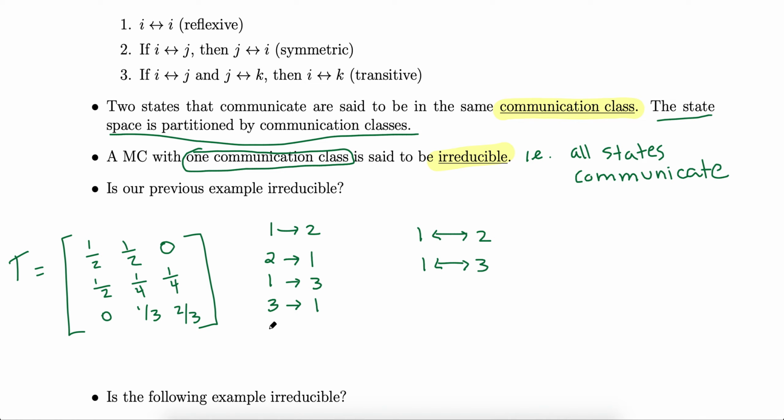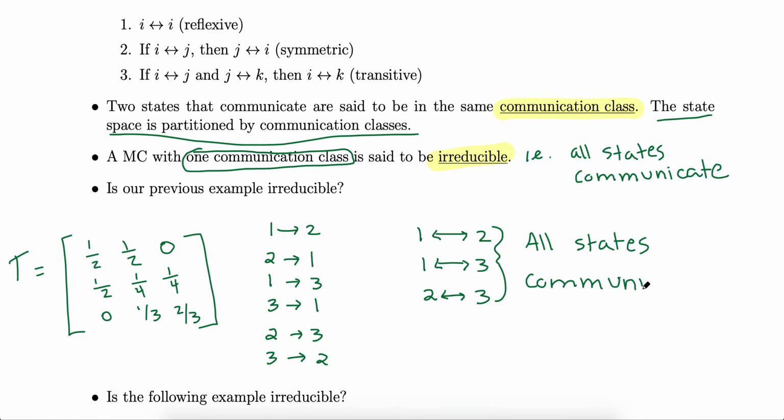Okay, hopefully you've paused and checked it and you found that indeed, you can go from state 2 to state 3 and from state 3 back to state 2. So states 2 and 3 communicate. We notice here, all of our states communicate with each other. All states communicate. And since all states communicate, that's the definition of irreducible. They're all in the same communication class. So, therefore, irreducible.